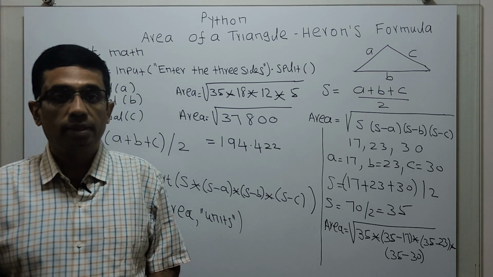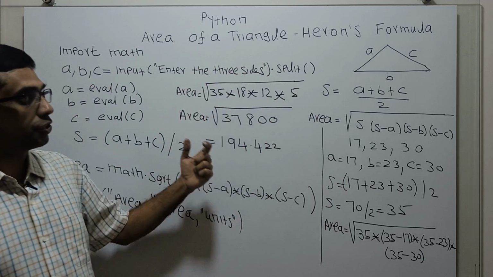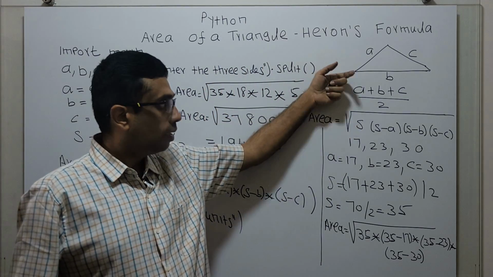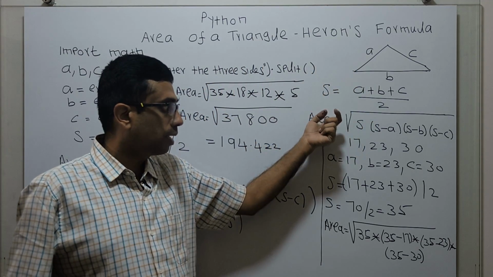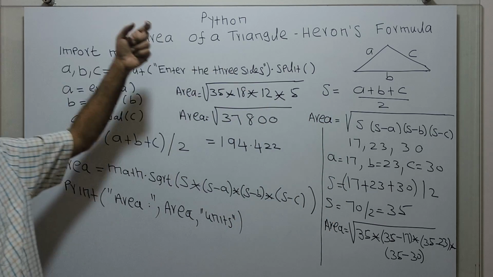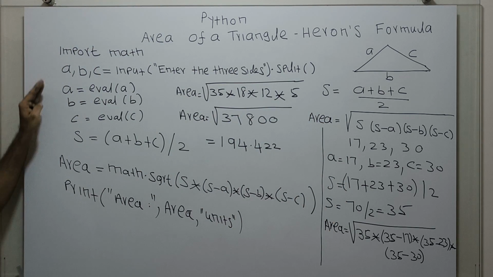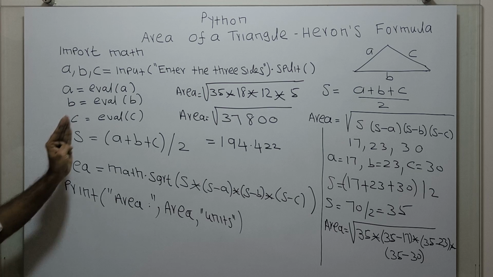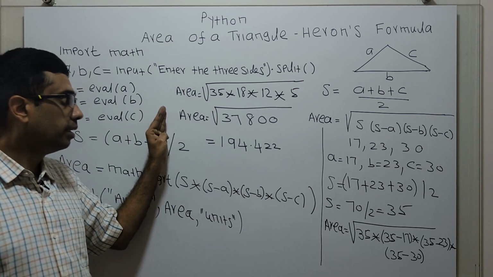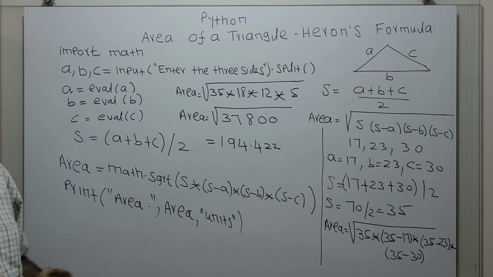That's it. We have discussed Heron's formula, how to calculate the semi-perimeter and how to calculate the area, and we have discussed how to write a Python program to calculate the area of a triangle using Heron's formula.